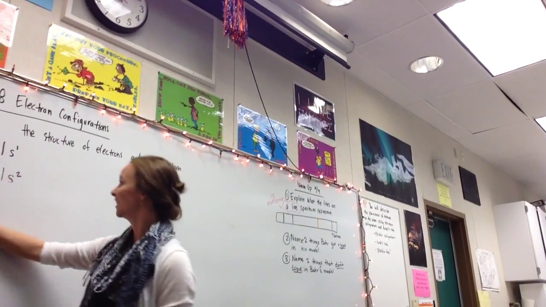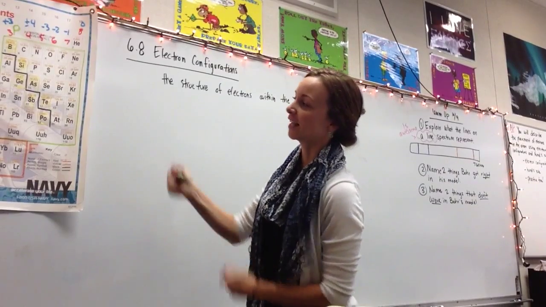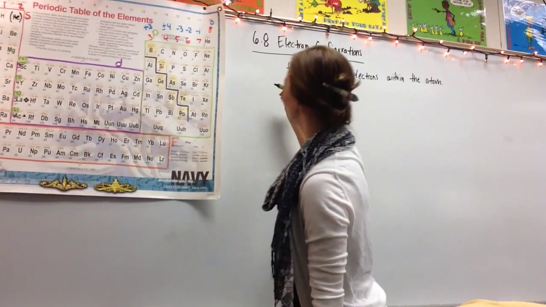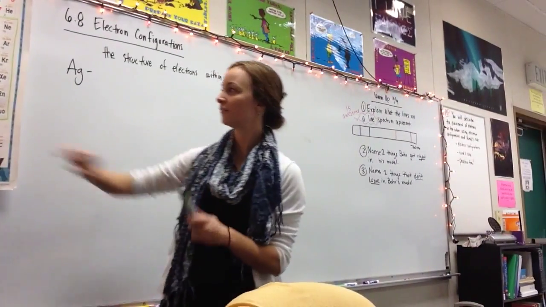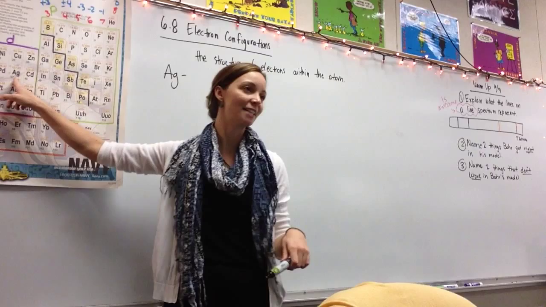All right, so we did that. So let's try something harder. Let's do silver, Ag. Ag is silver. Okay, guys, if you see where silver is, it's number 47 on the periodic table.